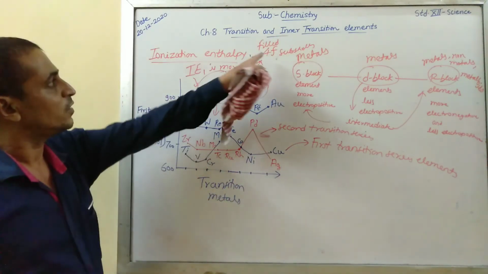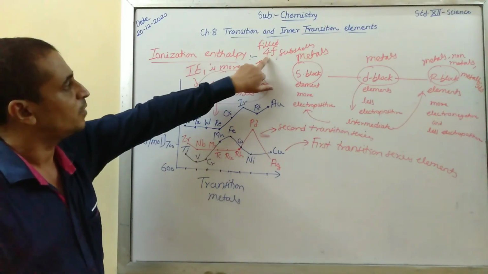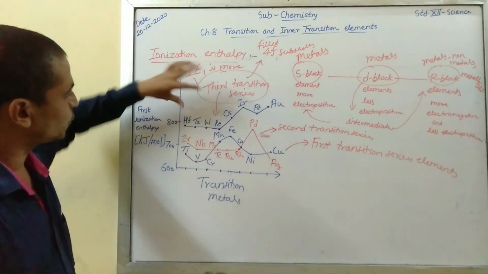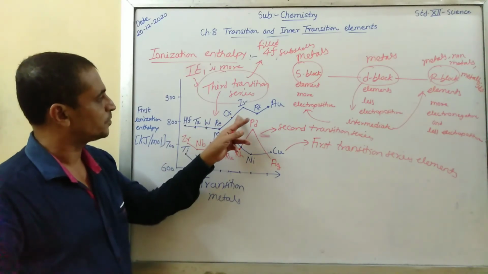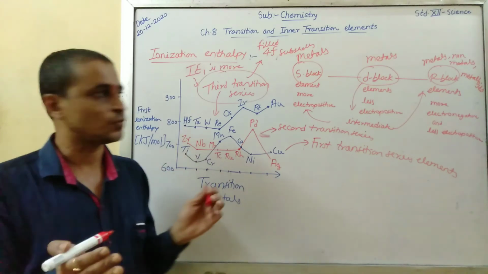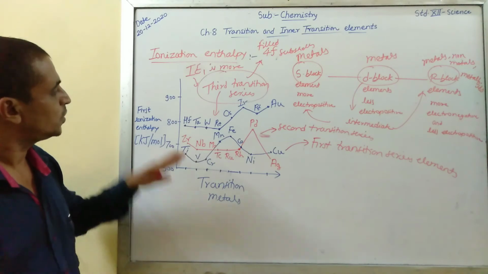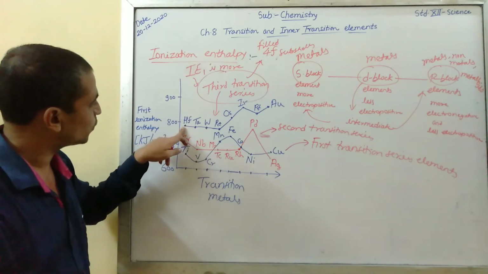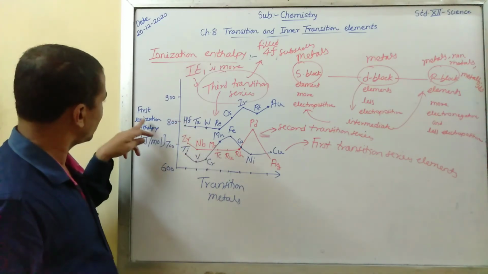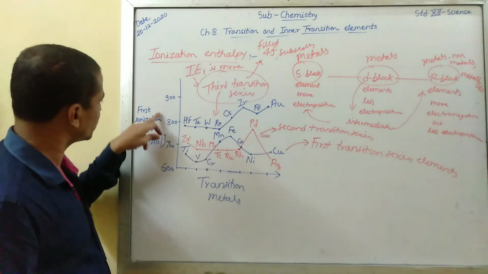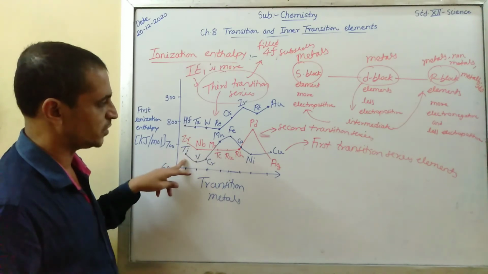And you know that these 4f electrons show a poor shielding effect because they have a diffuse shape, and therefore the nuclear charge per electron is very large. Therefore they show more attraction towards the outermost electrons, and so they require more energy to remove the last electron from the outermost shell. So the first ionization enthalpy of the third transition series is more as compared to the first and second transition series.